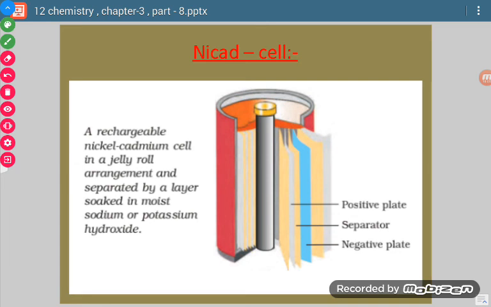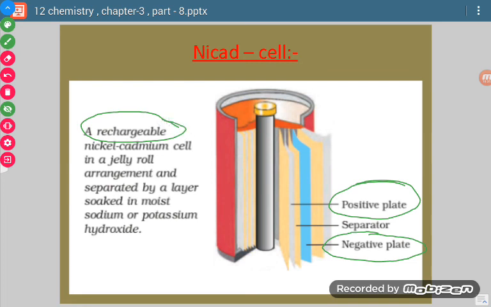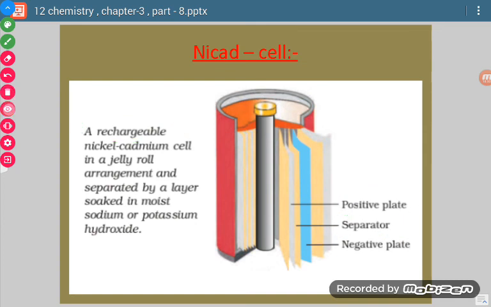Okay, so here the positive plate is also there, the negative plate is also there. The separator acts as a salt bridge, which helps in smooth functioning or completion of the circuit. Okay, so it is a rechargeable cell. You might have seen rechargeable cells, so this is the example of a rechargeable cell.